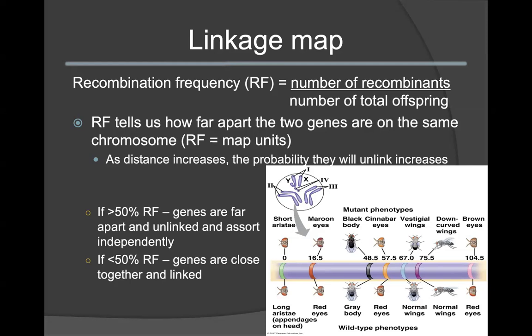Similarly, if we were to look at vestigial wings and let's say cinnabar eyes, those two traits are located and genes are located very close together on the chromosome. If we were to be specifically looking at those traits and do genetic crosses with those traits in mind, we would be very likely to see many more parentals versus recombinants in that instance.